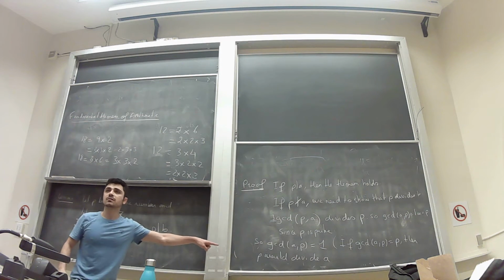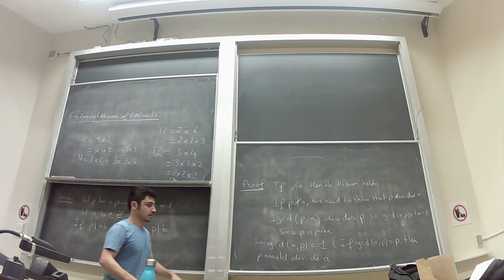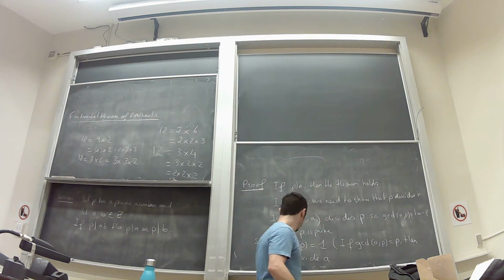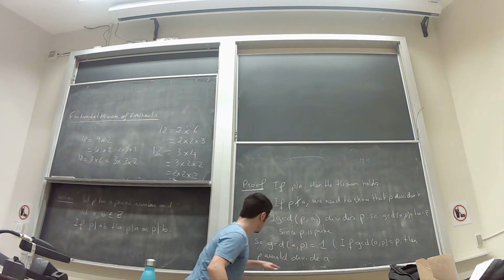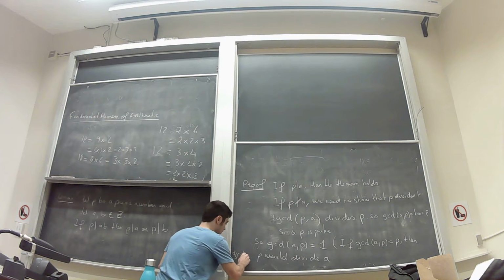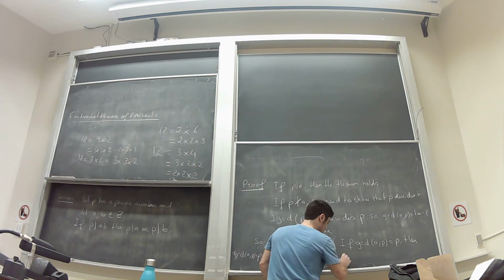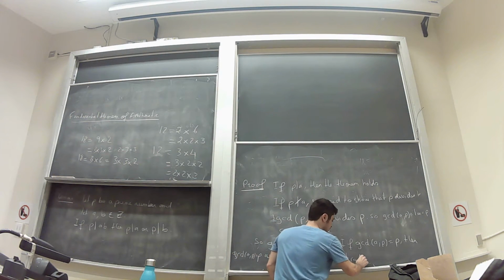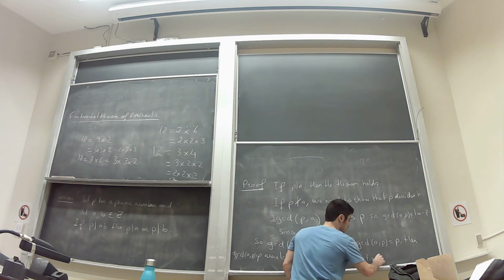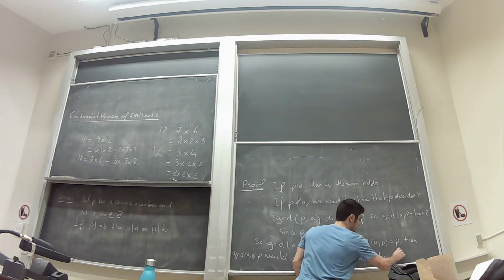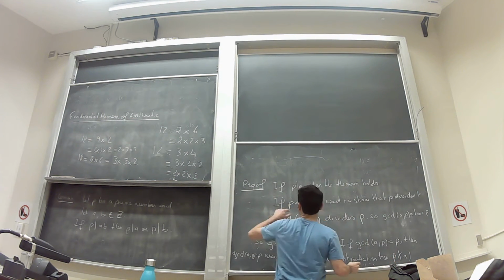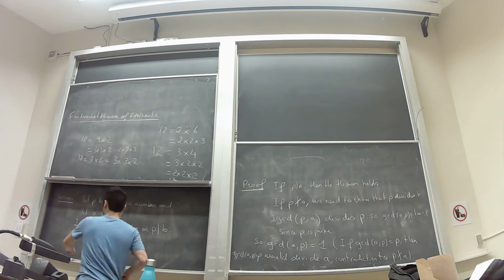You agree or not? Everybody, if the GCD is P, since the GCD of A and P divides A, then P would divide A, which is a contradiction to our assumption that P does not divide A. Great.